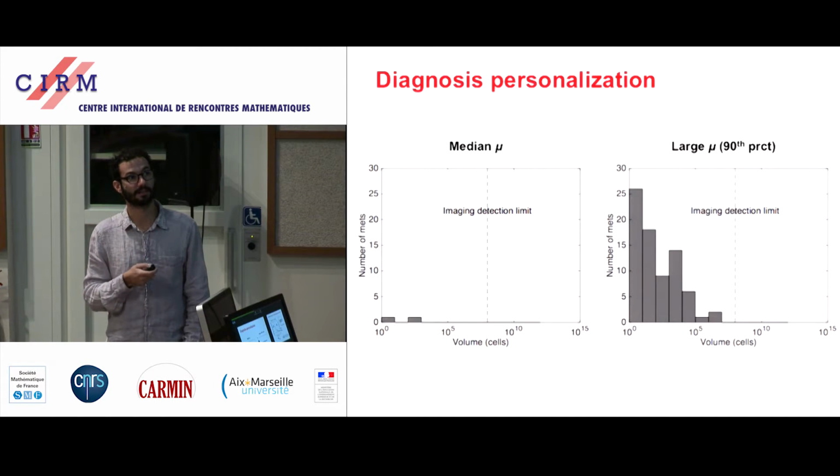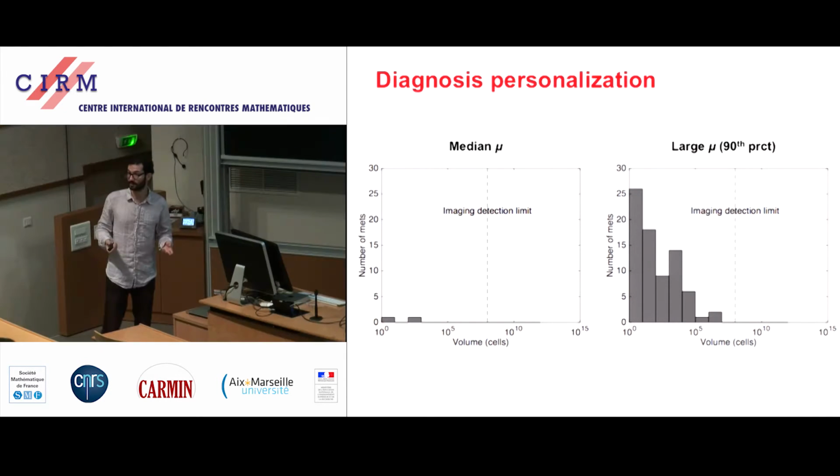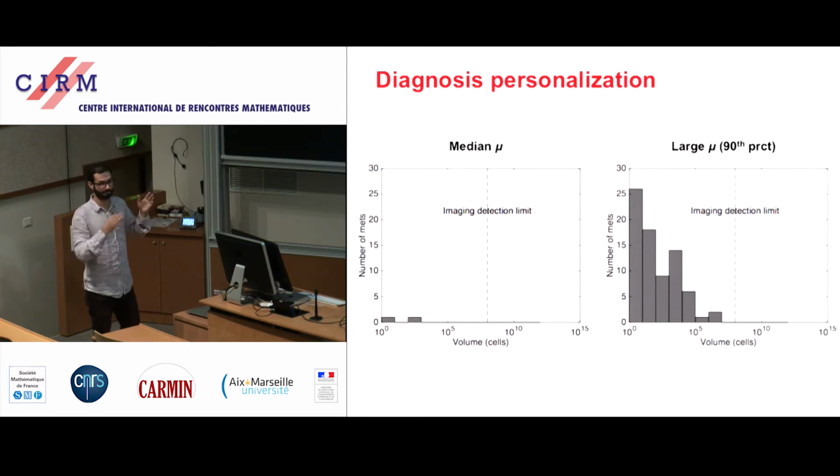The thing is that in the two cases here, all the mass is below the imaging detection limit, so you would not detect anything. So these two patients would be diagnosed T1 N0 M0, which is basically the same category. However, of course, it might be a good idea to adapt the adjuvant therapy differently between these two patients, because you want to give more cycles of chemo to this one than to this one.